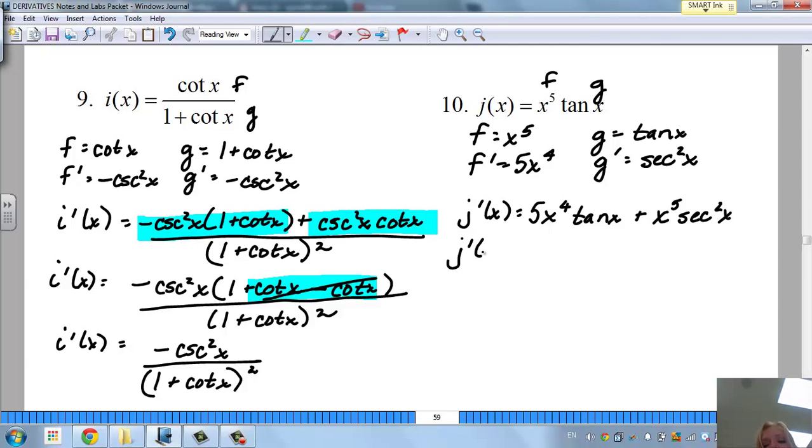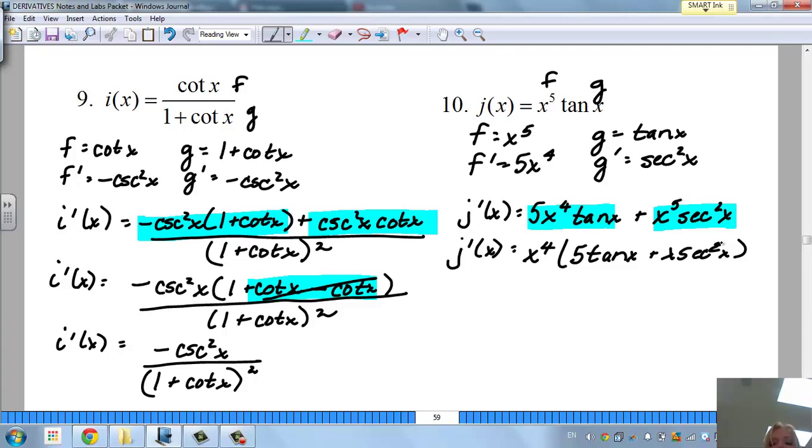So I have j prime of x equals, now here's a term here, you got to look and see if we can factor this or simplify it, and I see I can take out an x to the 4th out of both those terms, so I do. See if anything exciting happens or if that's it. So I got 5 tan x plus x secant squared x. That's a 2, guys. So that's all we can do. I don't think there's anything more. I'm just making that look a little nicer.